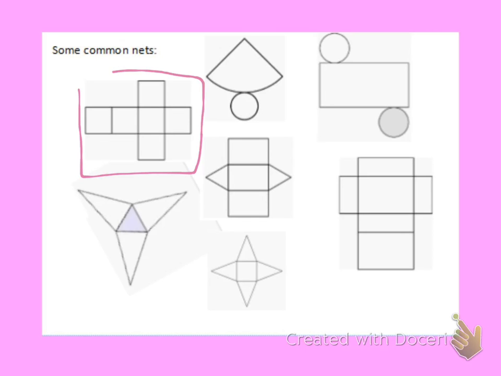Does anyone know, if we folded that up, what shape it would make? What shape would it make, Dylan? It would make a cube, yes. Because this one on the side would make the side, and the one on the right would make this other side. So it would all fold up, and because they're all the same, this one is a cube. So write cube on your paper.